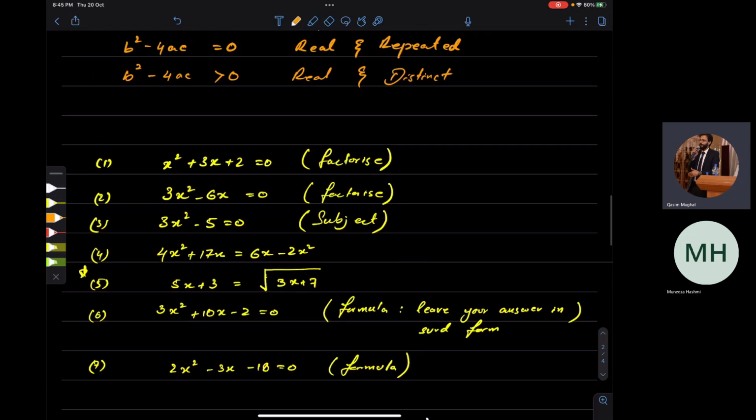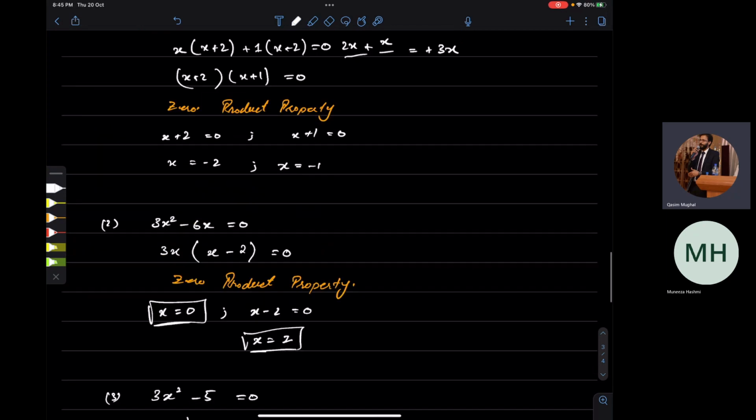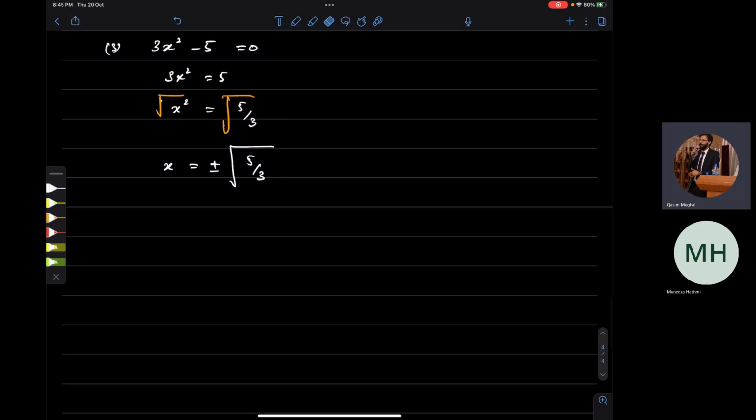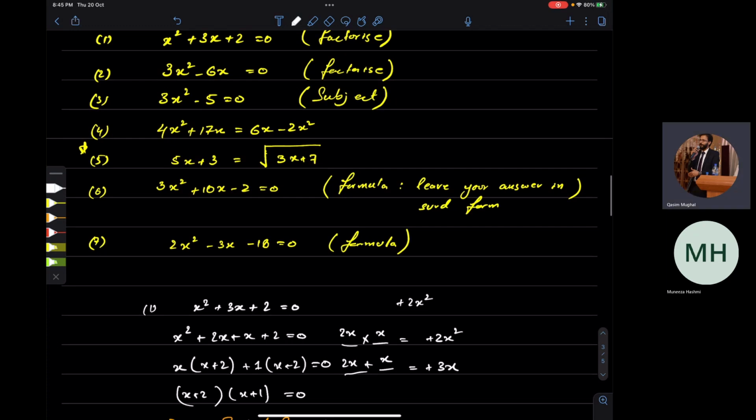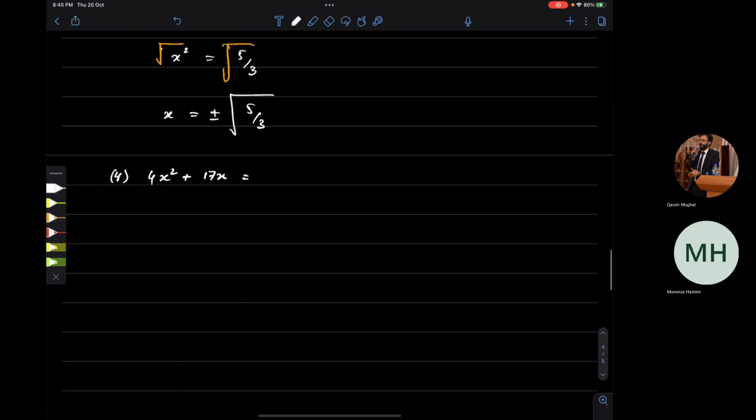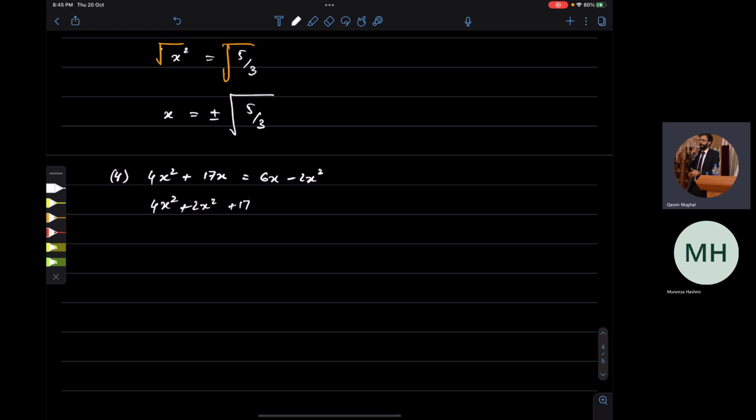The next question is 4x squared plus 17x equals 6x minus 2x squared. So first of all, I'll collect the like terms on one side of the equation. So 4x squared plus 2x squared plus 17x minus 6x equals 0. And then this is going to give us 6x squared plus 11x equals 0.